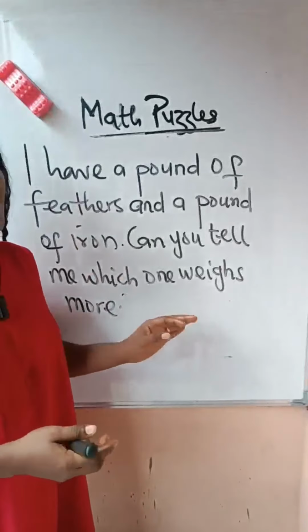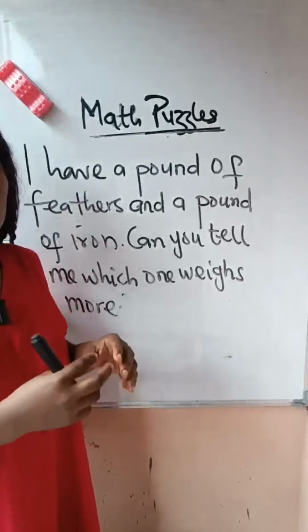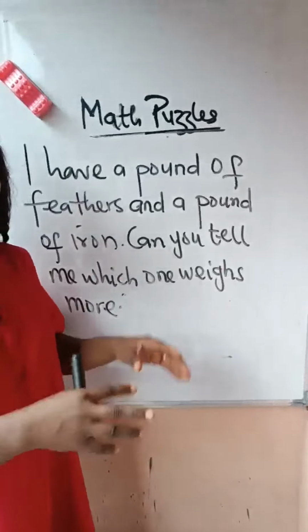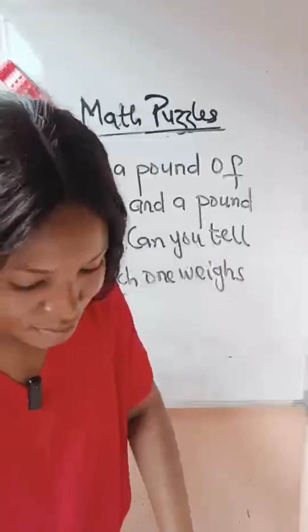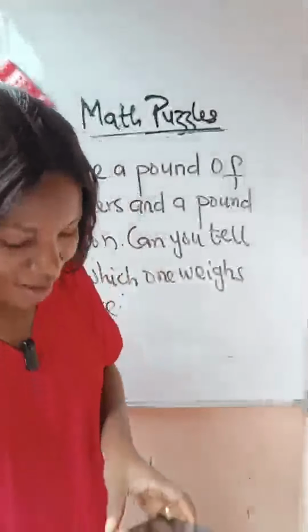But for your iron, you're just going to put 1 or 2 depending on the weight of each, and you get 1 pound. But in all, both of them are 1 pound. They weigh the same, and that is the answer. Exactly.